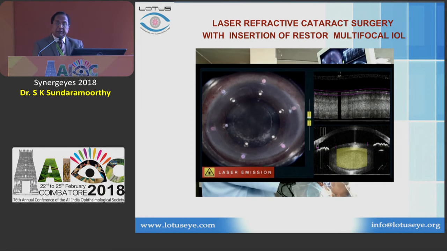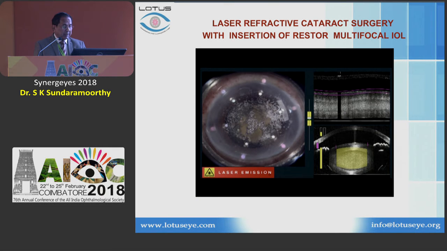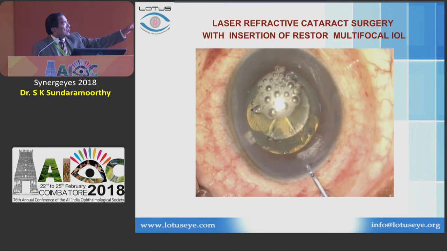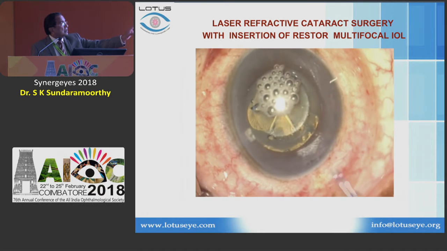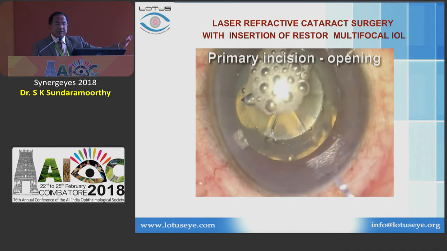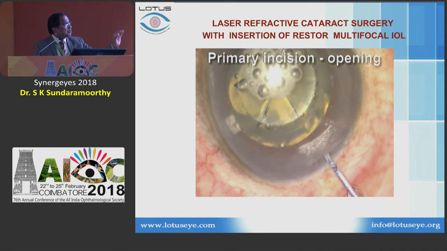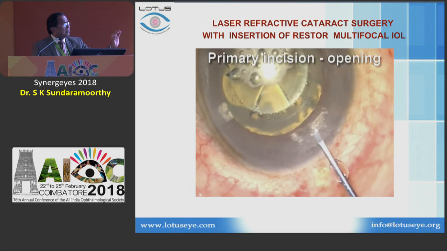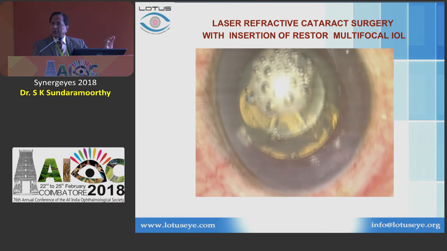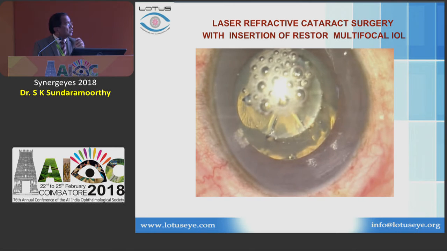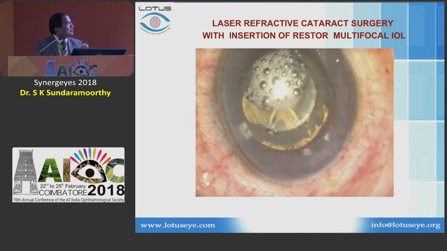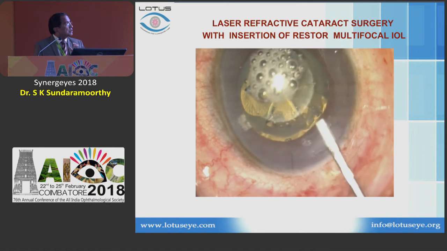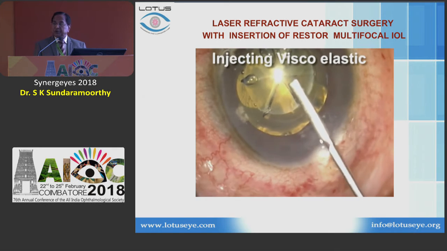In this video you can see my OCT picture and then the laser delivery. This is the incision. I think the laser has been delivered already. You can see the incision, how easily it opens. You can just pass your instrument, the dissector. It just passes through. The femtosecond cut is in such a way that there is no resistance, no stretching of the wound, very easy to make.